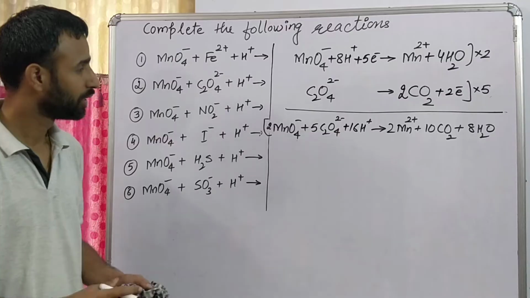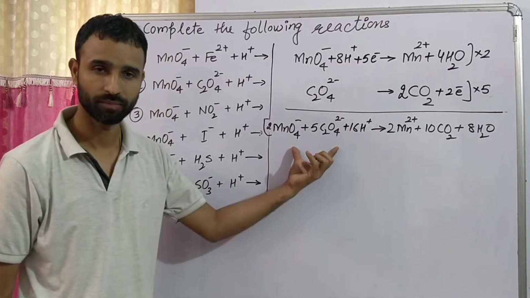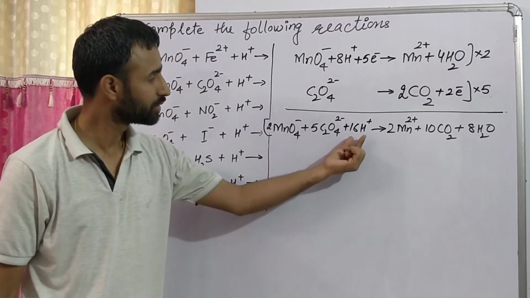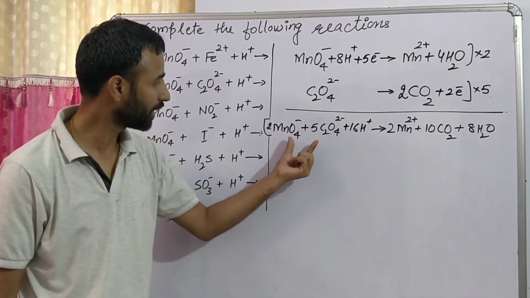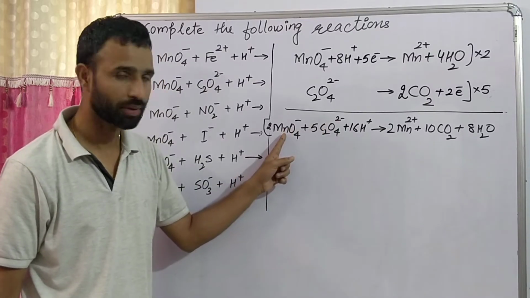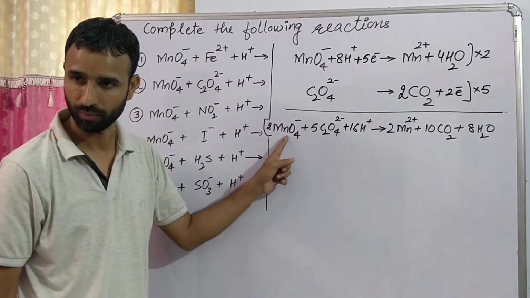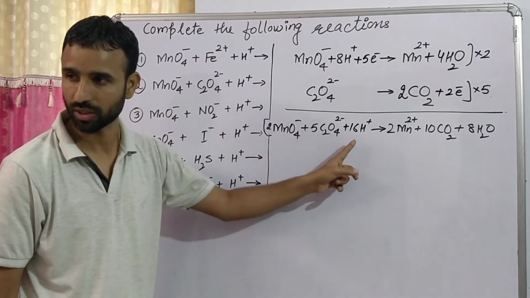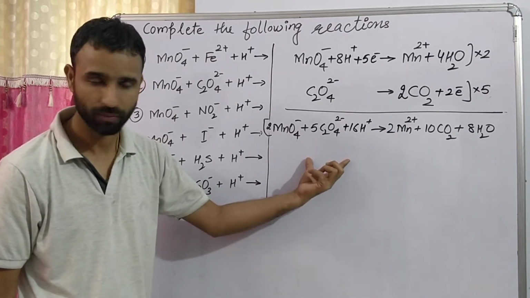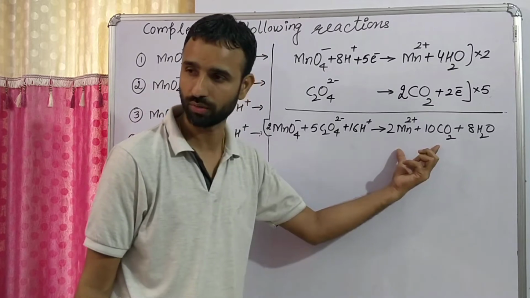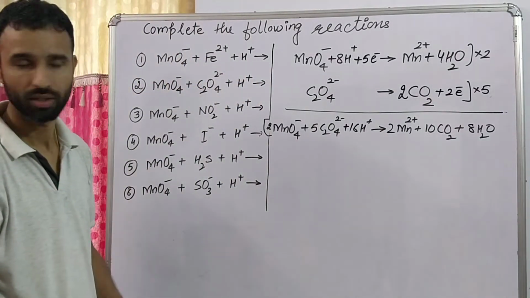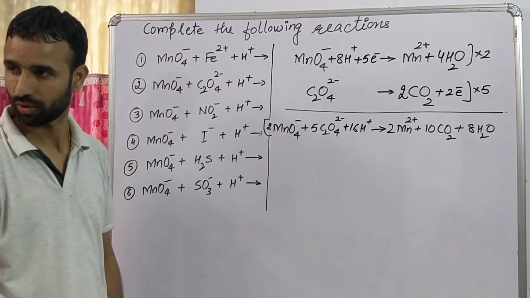Okay? Now, what is the charge on this side? To verify, 16 positive and 10 negative from the oxalate, and 2 negative from the permanganate, so 12 negative, 16 positive. That gives 4 positive, and this side also has 4 positive. It is balanced. So this is for the second equation.